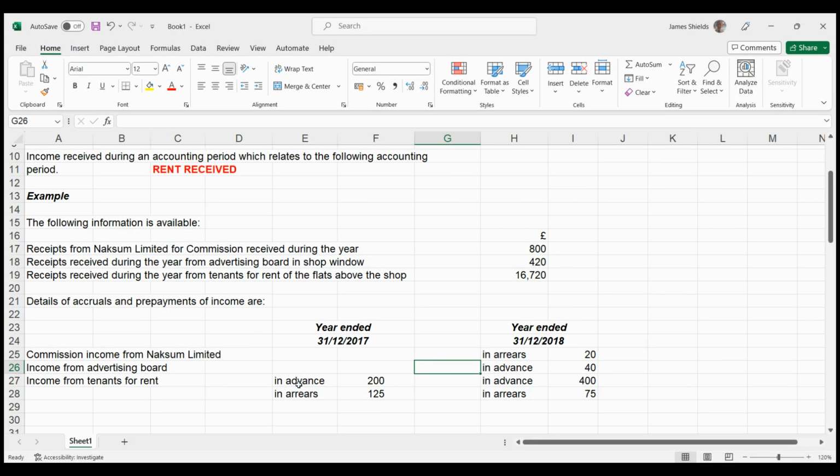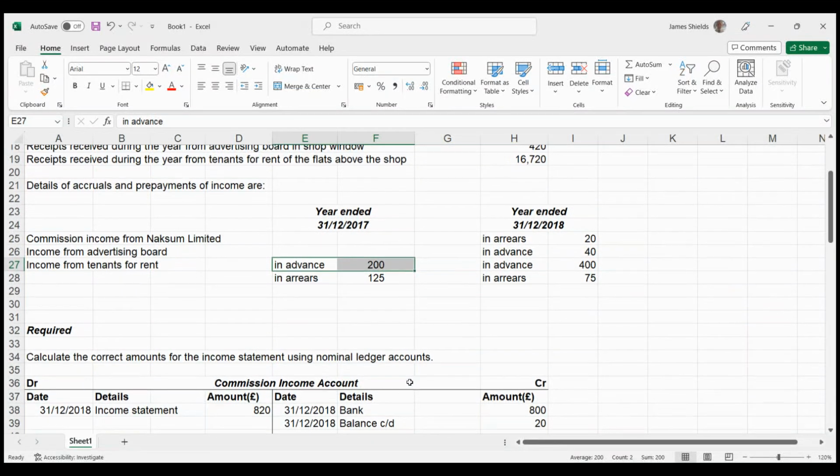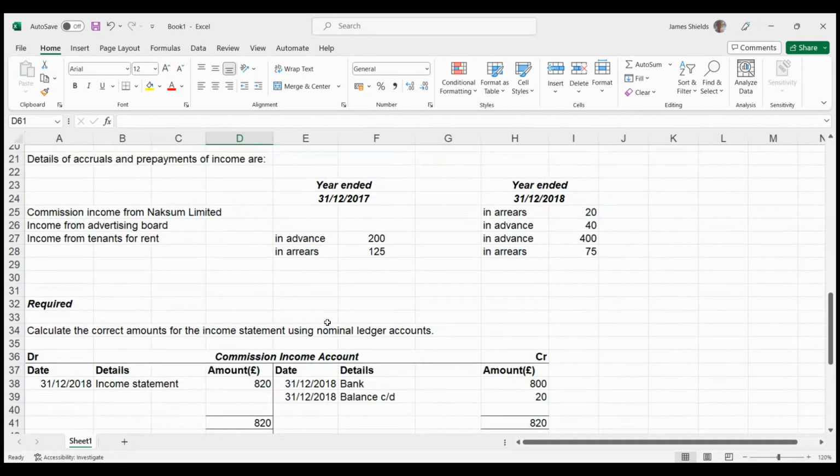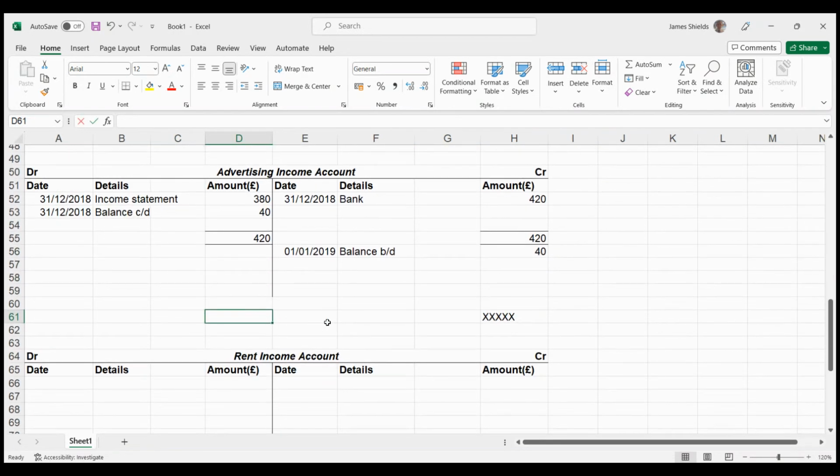So I'm going to show you how we learned how to do this in the past. So this is our little workings now. So last year, someone had paid in advance £200. So I go down to my income account. Now my income account last year, rent income, so this income, it would have been on the credit side. Now if someone's paid in advance, the amount would then go on the debit side. So let's check the amount paid in advance. So it's £200. So we'd have £200 there, and that would have been my balance carried down at the end of last year.